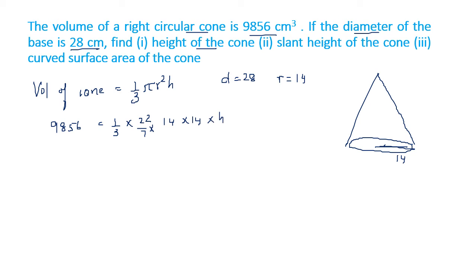14 into h. 7 ones are 7, 7 twos are 14. So we will get h is equal to 9856 into 3 upon 22 into 2 into 14. We will cut 2 ones are 2, 2 4s are 8, 2 8s are 16, 2 7s are 14. You can do the cutting on your own.